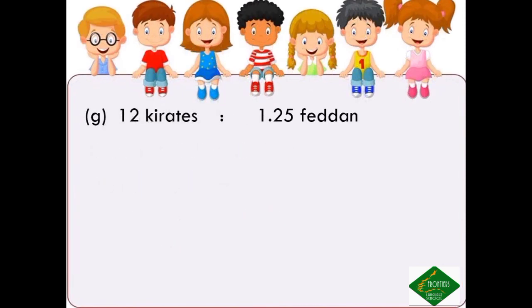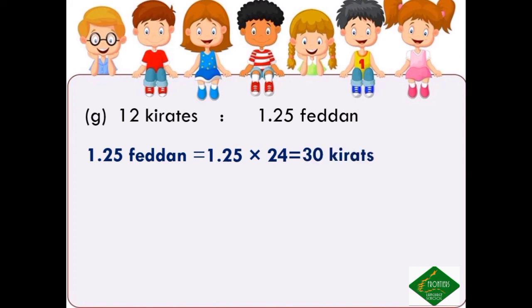Letter G, 12 carats to 1.25 feddan. So which is the bigger unit? The feddan. Feddan is the bigger unit. If I want to convert from feddan to carat, I multiply by 24. So 1.25 feddan multiplied by 24, and you can use a calculator, gives the answer 30 carats.